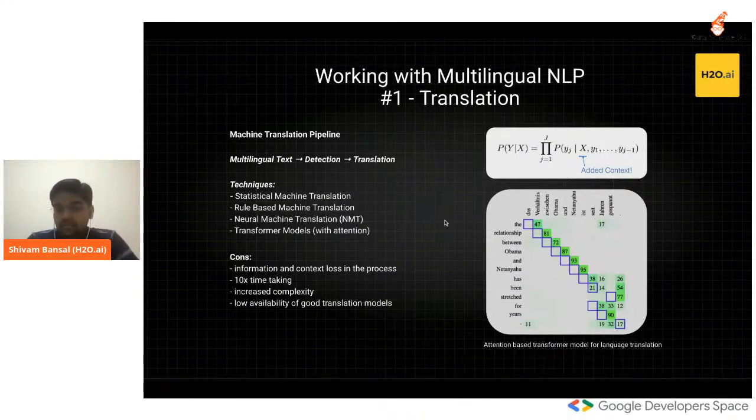This is one standard approach, but it has some cons. Once we do this translation of one text to the other, there is a loss of context. There is a loss of information, because there are multiple layers or multiple stacks of models that are being placed at every layer, either, say, for detection or for translation. The time taken for this whole pipeline is much larger, and the complexity is also very high. And some low accuracy is also achieved in some of the languages where we don't have enough data, enough corpus to train with. So this is one of the general ideas.